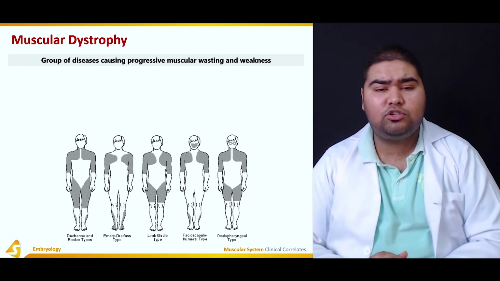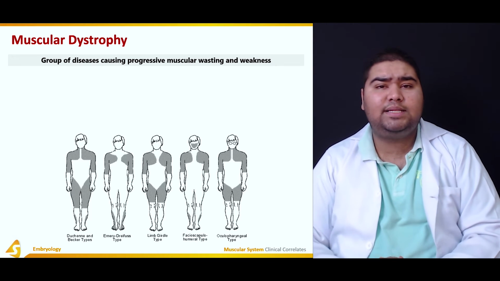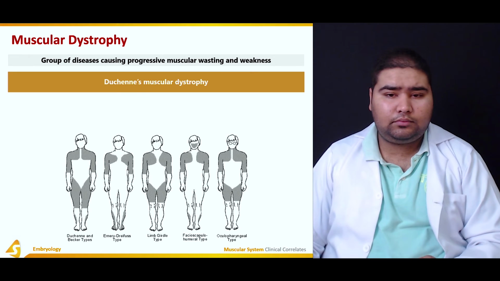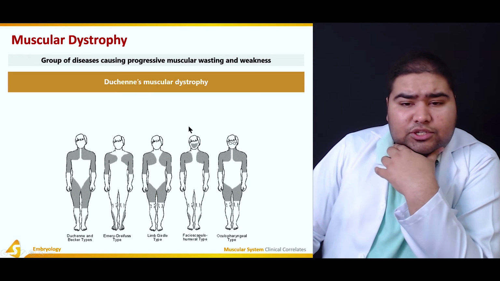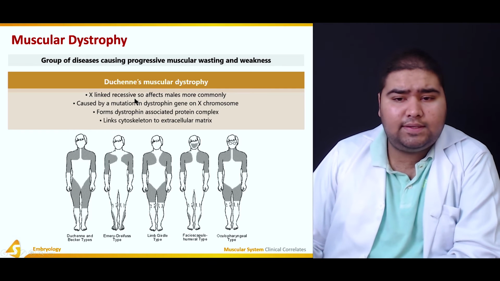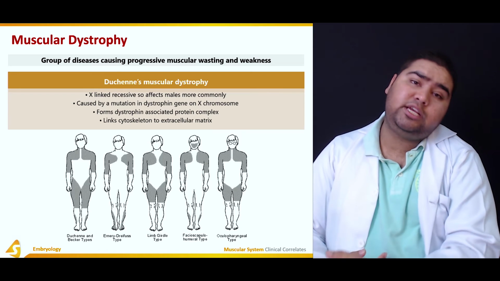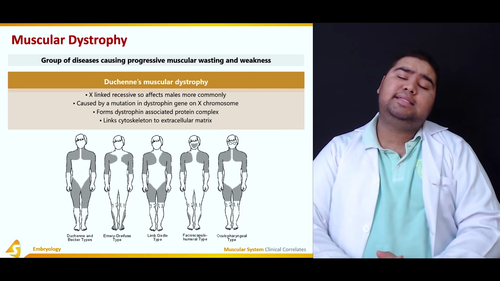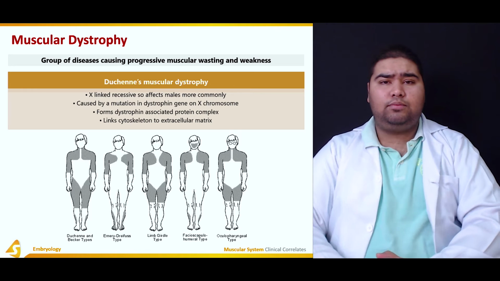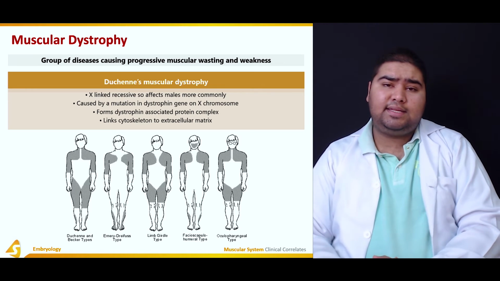So muscular dystrophy is a group of diseases which causes progressive muscular wasting and weakness. Duchenne's muscular dystrophy is an X-linked recessive trait, so it affects males more commonly. Why is that? The genetic component of a male contains only a single X chromosome. If the male gets an affected X chromosome, the male is bound to express the disease.